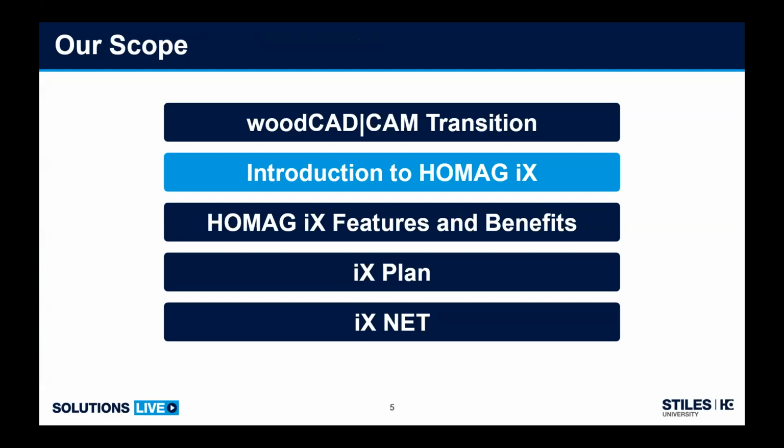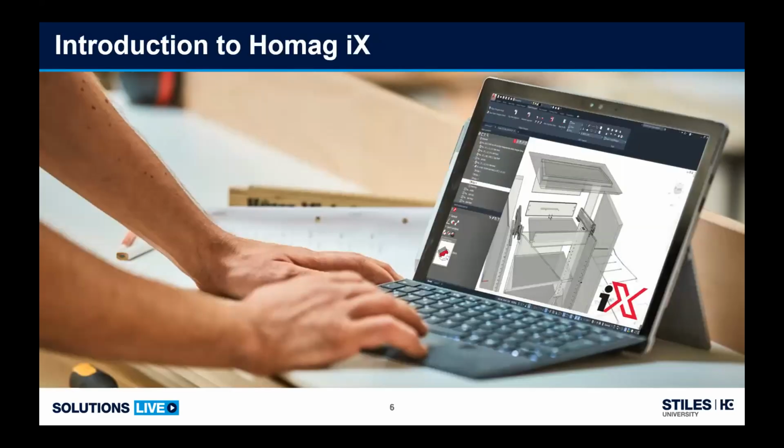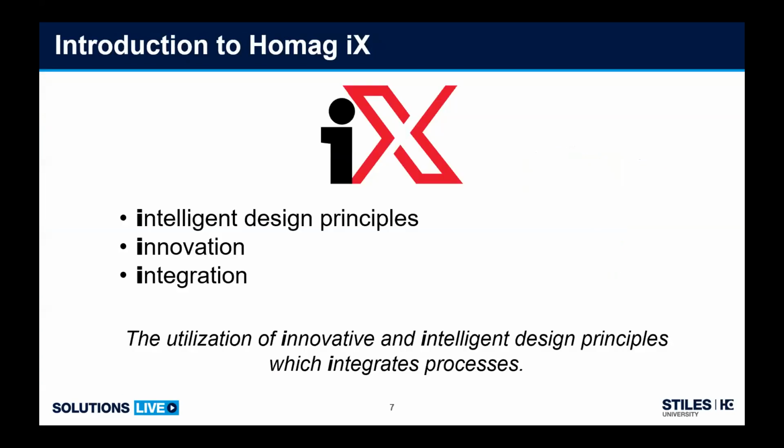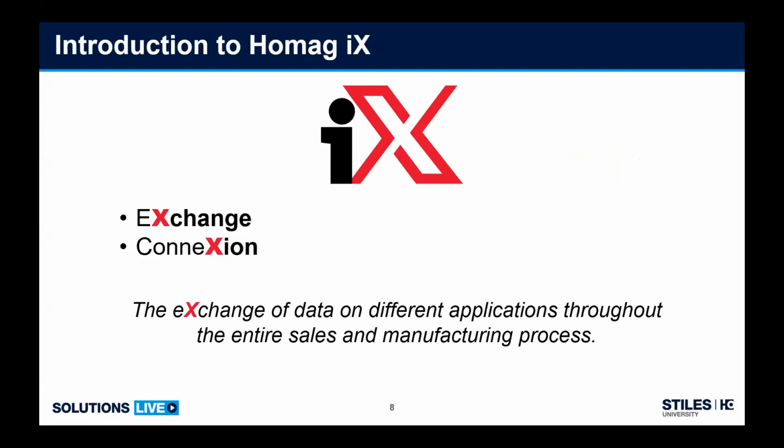Now we're going to talk about the introduction to HOMAG iX. What does iX stand for? The I under the iX emblem is for intelligent design principles, innovation, and integration. It's basically utilizing innovative and intelligent design principles, which integrate the processes into production. The X of the emblem stands for exchange and connection, which sums up the exchange of data between different applications throughout the entire sales and manufacturing process.